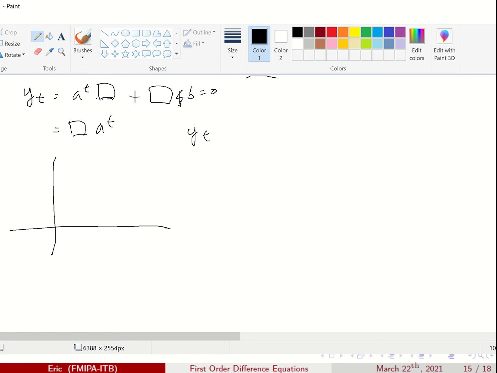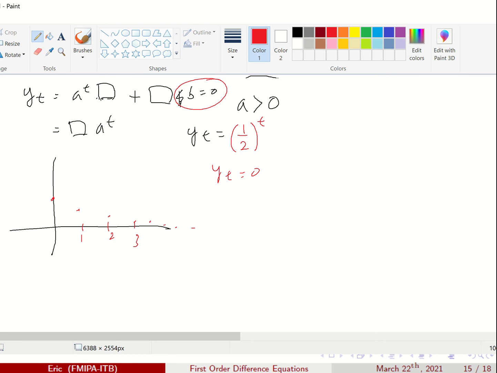So if you have y_t, maybe the first case, when a is greater than 0, let's say a is a half to the power of t. What is this? When t is 0 you have 1, a half, then 1 over 4, then 1 over 8, and then you go to your steady state solution, that is y_t equals 0, because b is set to 0. So your steady state solution is 0 divided by 1 minus a.